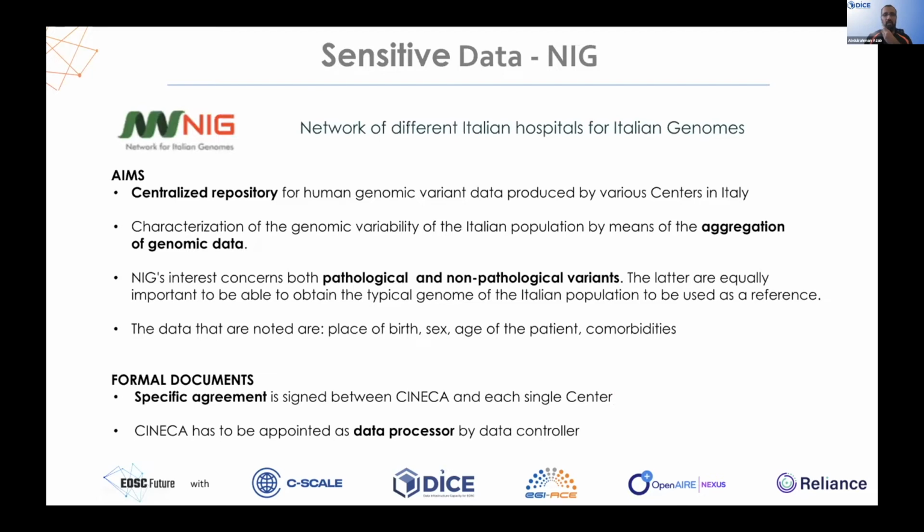And there is the network of different Italian hospitals for Italian genomes, IG, with the aim to have a centralized repository for human genomic variant data produced by various centers in Italy. This has to be based on a specific agreement between Cineca and each single center, and Cineca has been appointed as a data processor. This is the same for TSD, and the same for CSC sensitive data services. Most of the sensitive data infrastructure providers are in this category. They are a data processor.